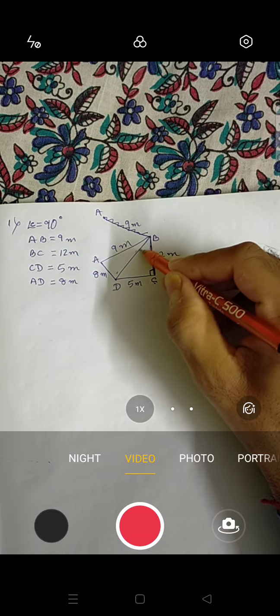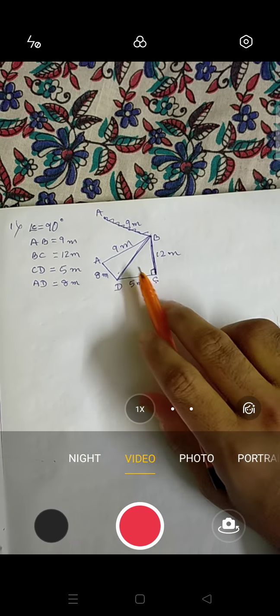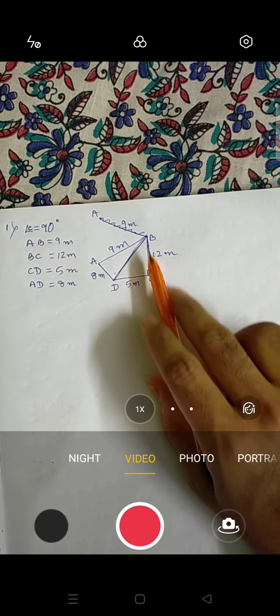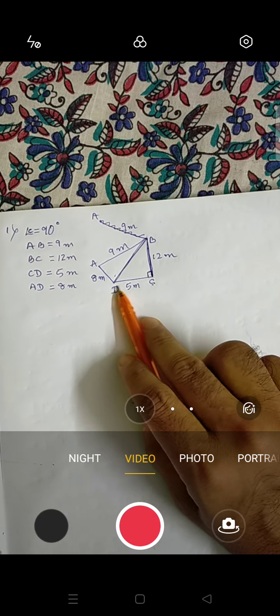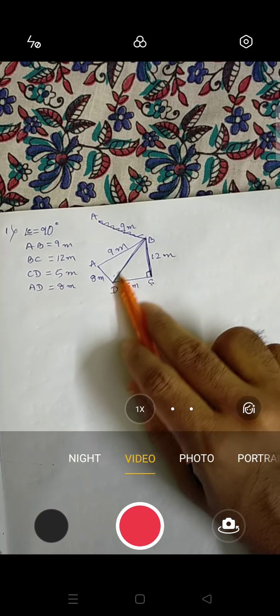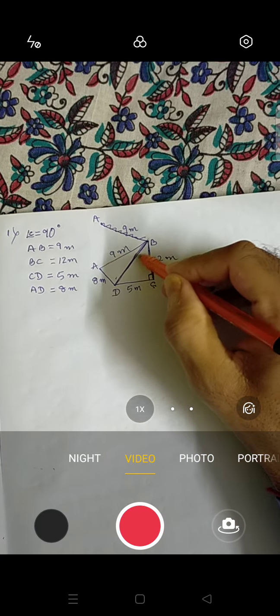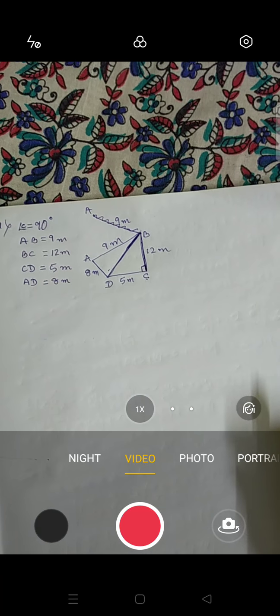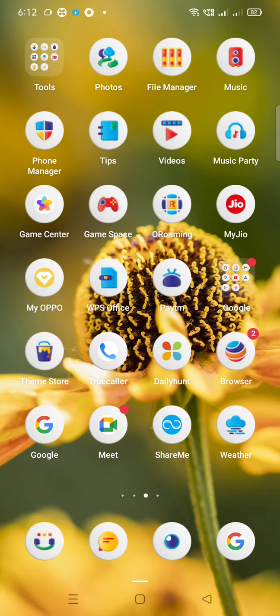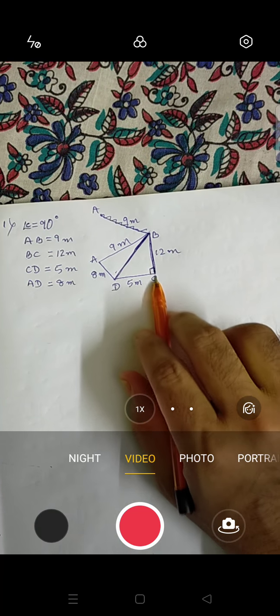So what we will do, we will join this one. Why will we join this one? Because this is 90 degrees, this is one side, this is one side. So the side opposite to 90 degrees is the hypotenuse. So this is the hypotenuse. So we are taking this as the hypotenuse. Understood or not? So this will be a right angle triangle.